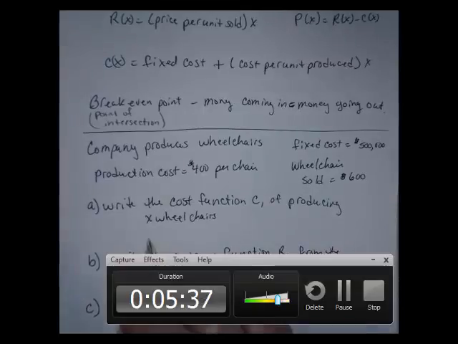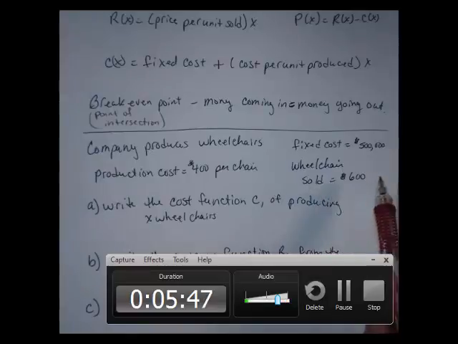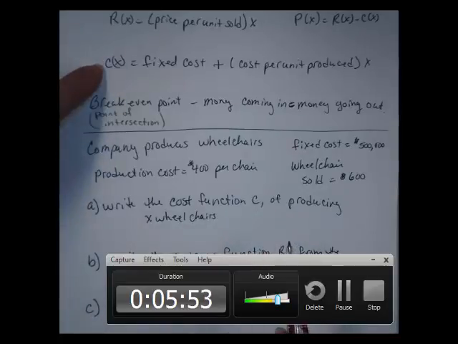We've got a company that produces wheelchairs. It has a fixed cost of $500,000, a production cost of $400 per chair, and the wheelchairs are sold at $600. So if we're going to write the cost function C, we're looking at C of producing X wheelchairs.